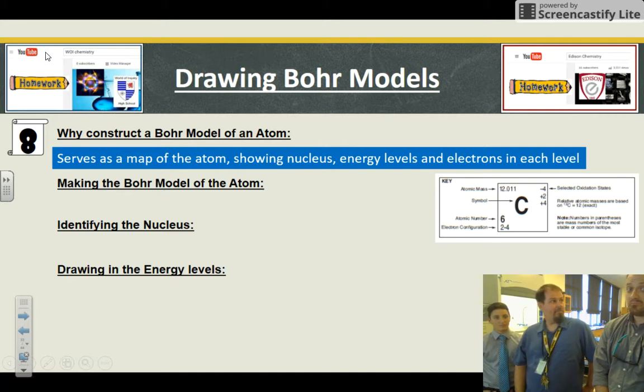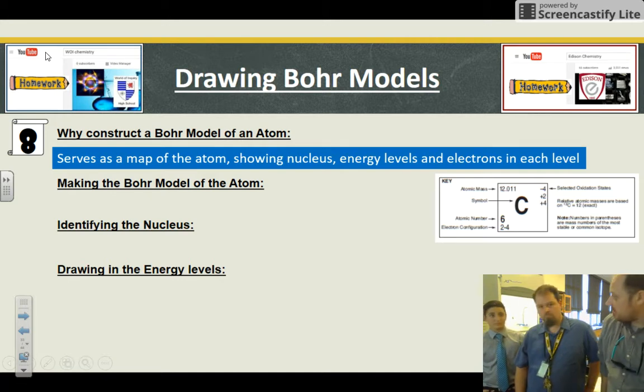It's a map. A full-on map of the atom. It shows me where everything is, how many of them there are, where they're located. It shows you all three of my favorite subatomic particles. All three.